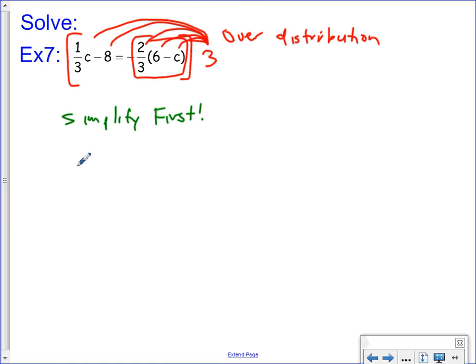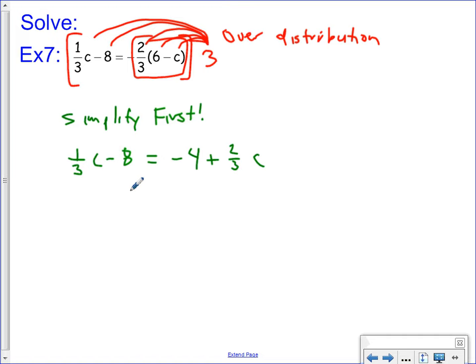Okay, so on this side, the 1/3 C minus 8 is already simplified. But the negative 2/3 can be distributed to the 6 and the C. Negative 2/3 times 6 is negative 4. Plus 2/3 C. Is good? Okay.